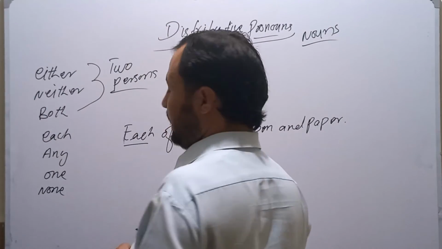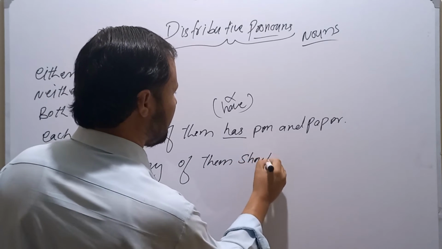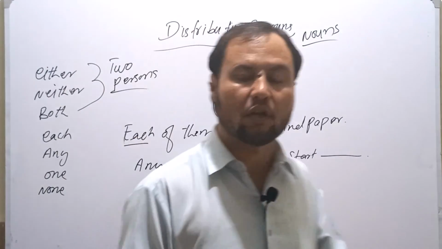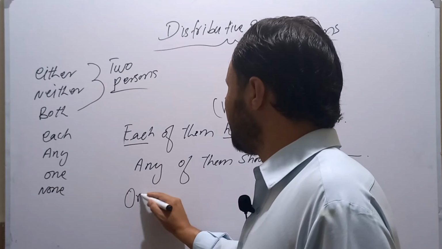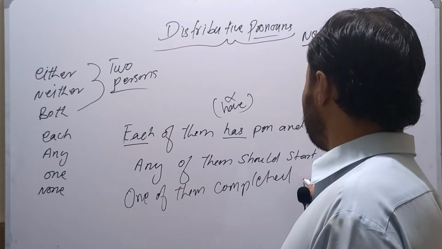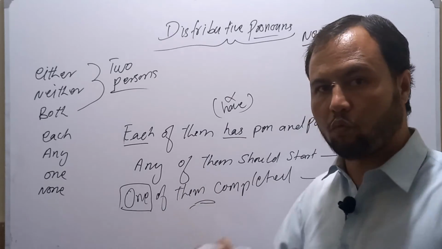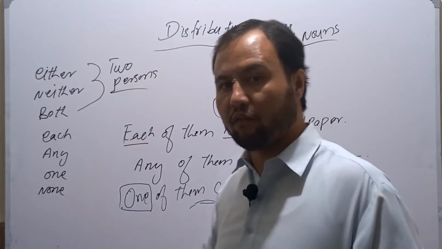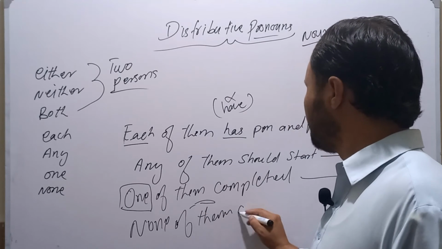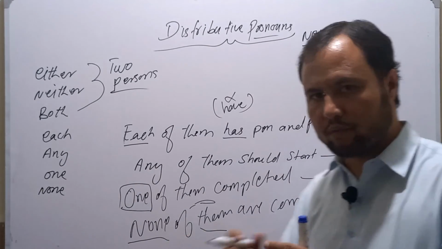Same thing with any: any of them should start writing. And one: one of them completed the work. Here one means we are talking one by one, individually. Then none of them: none of them are correct. Here none also means we are talking individually.